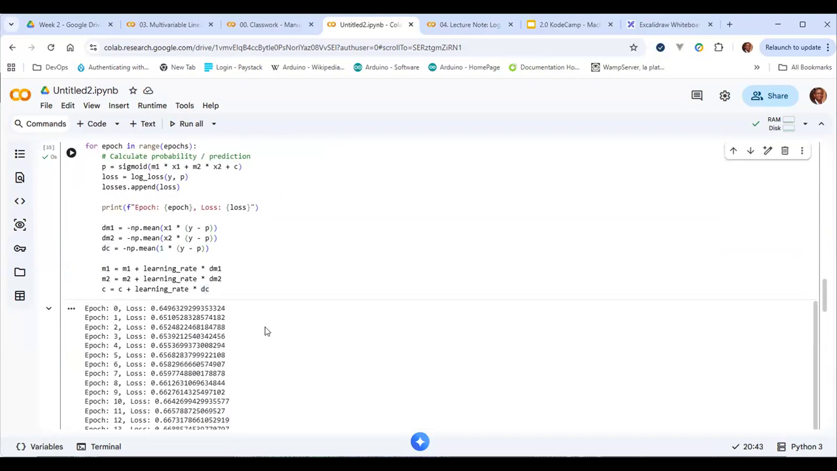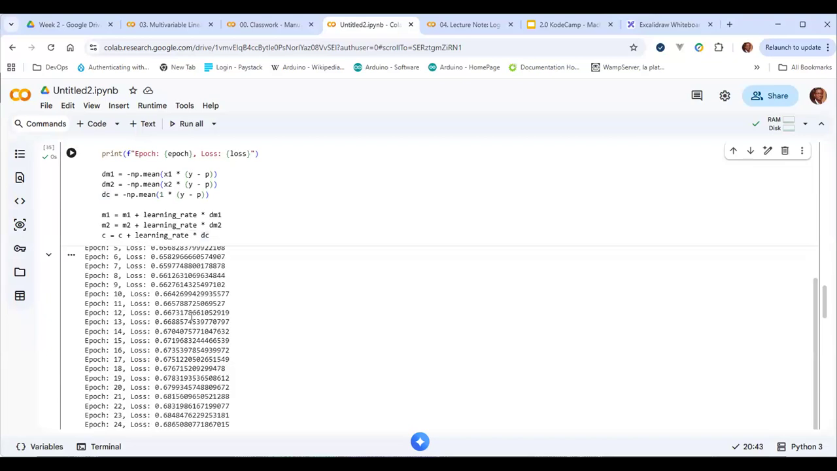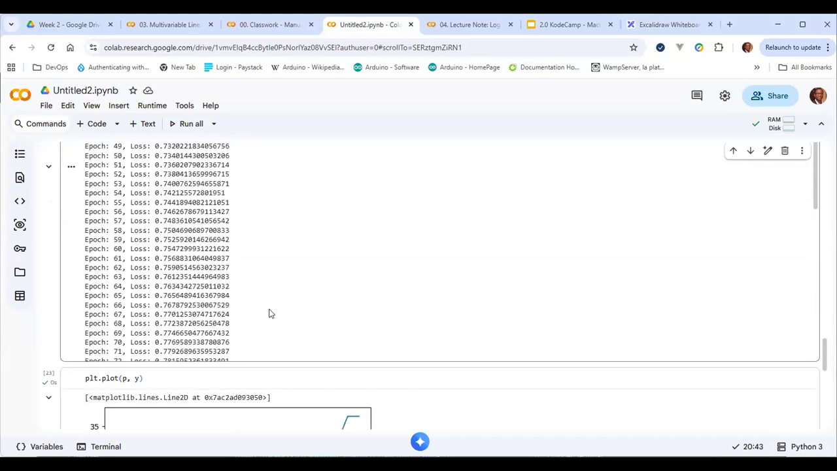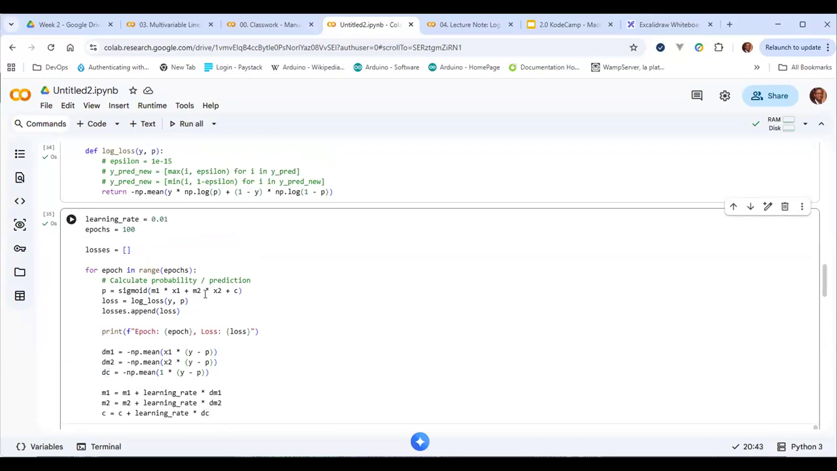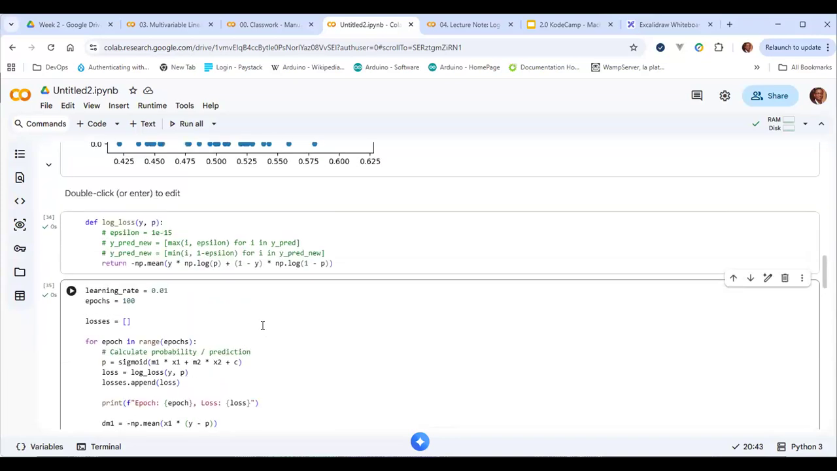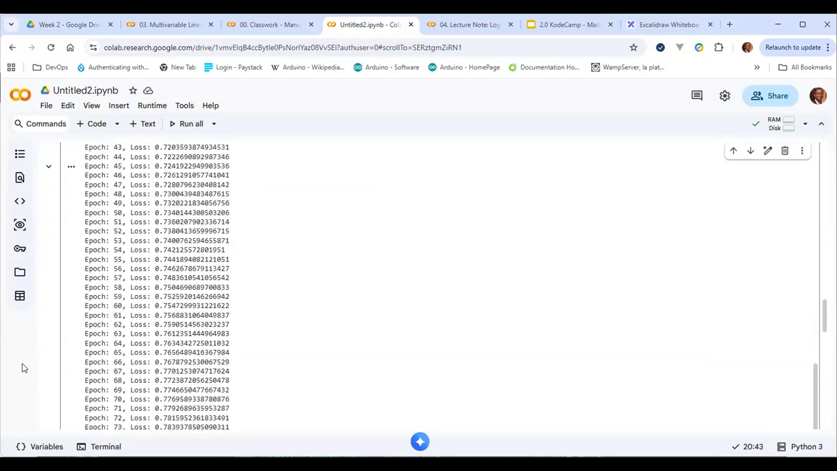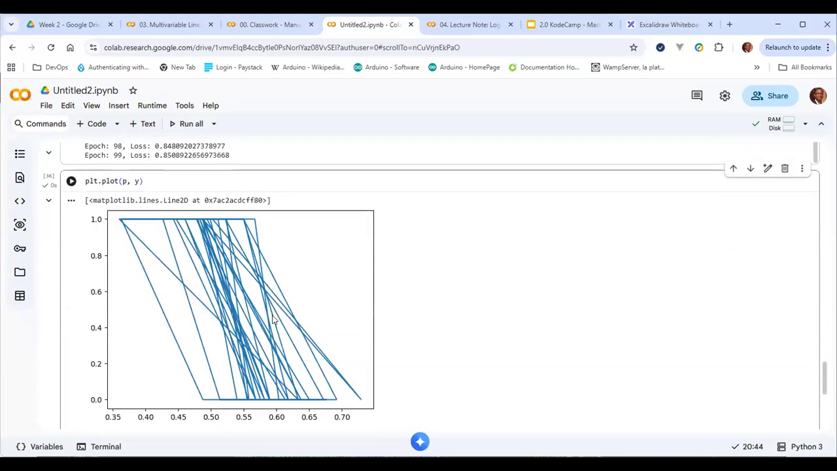So I need to check my equations. Loss is going from 0.64. It's actually increasing. It should be reducing. But then let's print this and see. Let's now print P and Y and see what this should be scattered.